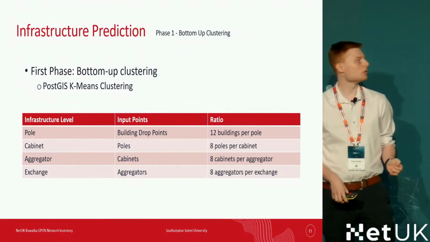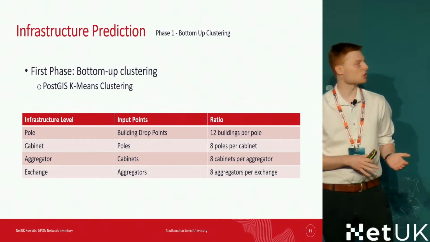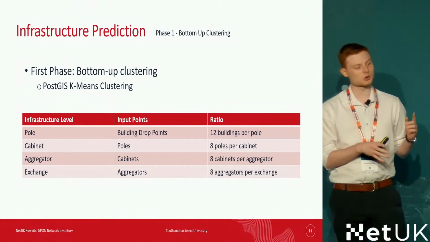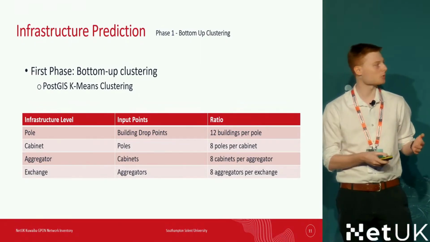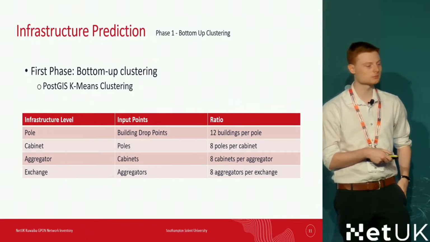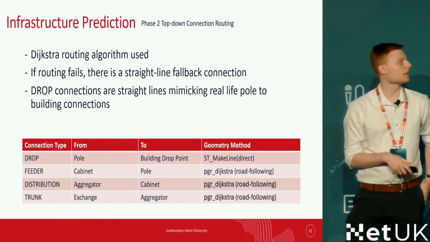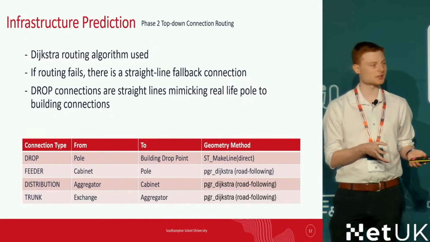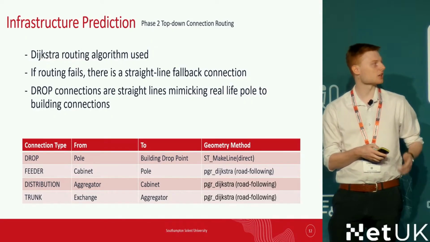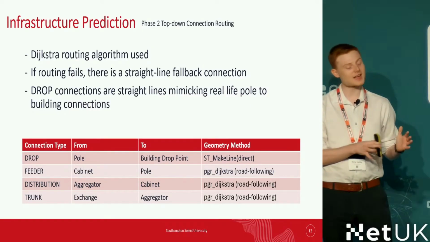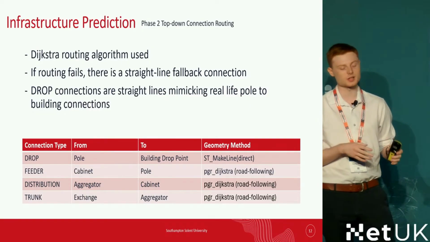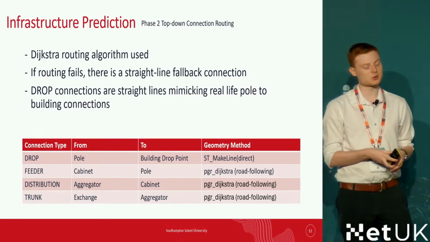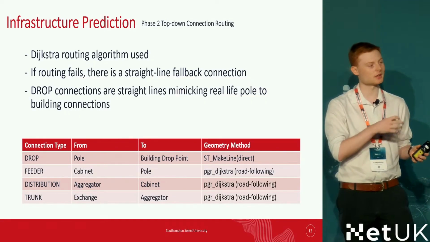So the infrastructure prediction itself uses a PostGIS K-means clustering. If we have 12 buildings connected to a single pole, and then 8 of those poles connect to a single cabinet, that would scale all the way up to an exchange level. Then to actually make the network, we place the network hardware down as nodes and connected them using Dijkstra's shortest path algorithm. If that ever failed, we'd just draw a direct line between the artifact itself and the drop point. Each building has a drop point, which we generated during the importing.